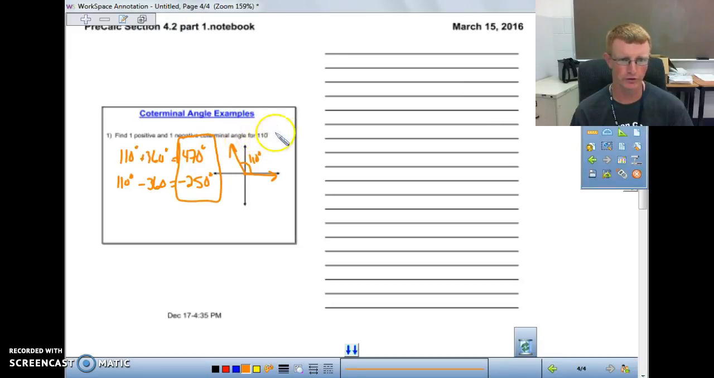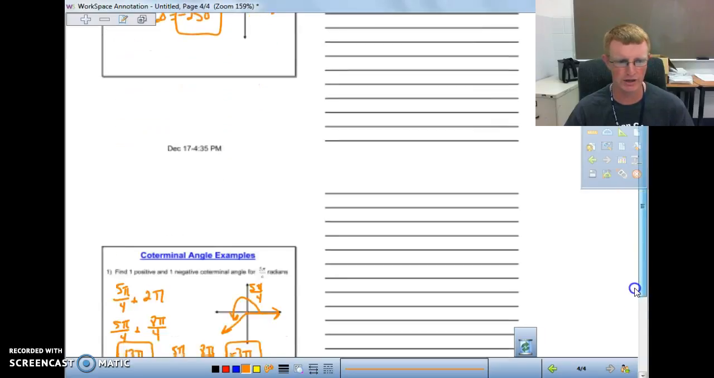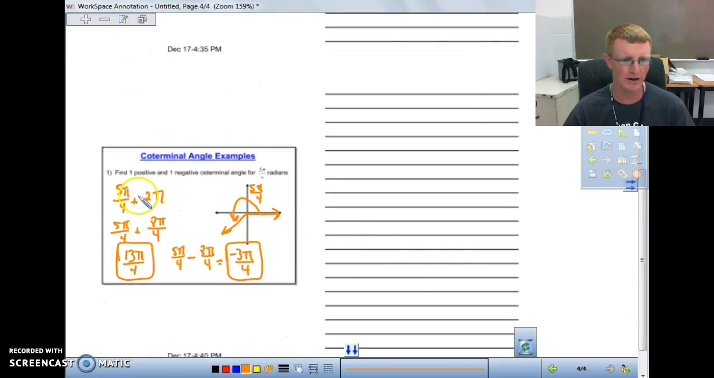For the first one in degrees, the 110 degrees, you should have added 360 and subtracted 360 to get 470 degrees and negative 250 degrees. For the radians, you're adding 2 pi and subtracting 2 pi, so you need to make sure you change your 2 pi to 8 pi over 4. That's the same thing as 2 pi, but with a denominator of 4.